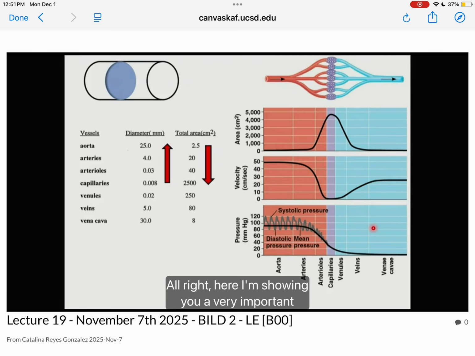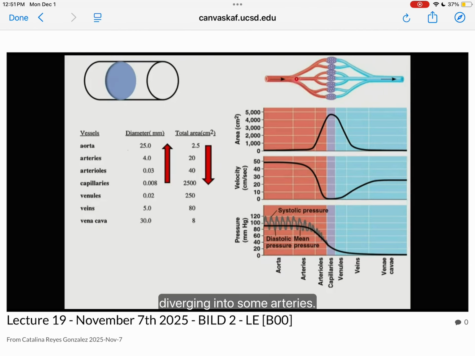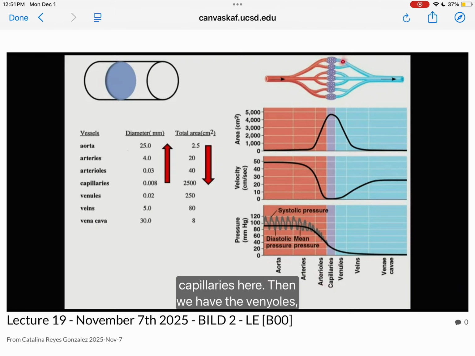All right, here I'm showing you a very important concept that I need you guys to understand. So I'm showing you here the aorta, diverging into some arteries. Those diverge into some arterioles. Then we have the capillaries. Then we have the venules, veins, and the vena cava. It's really superior and inferior vena cava, but they put it here as one. So you have this divergent and then convergent pattern.